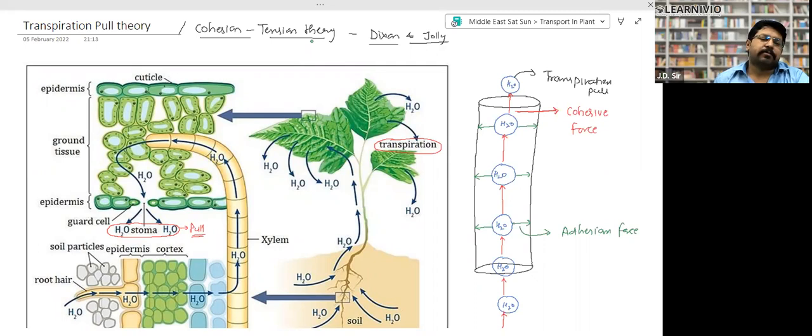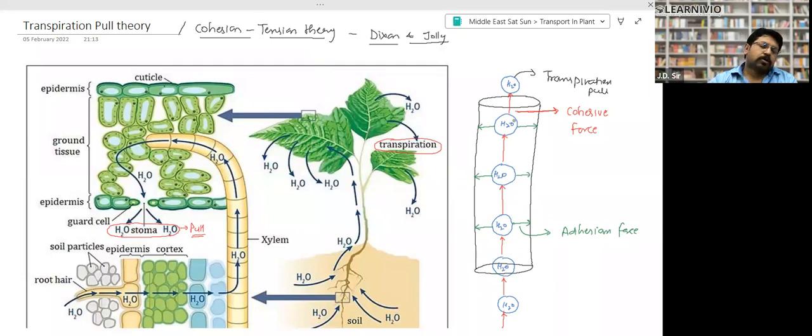Look, this is the diagram. You have to remember what the transpiration pull theory or the cohesion tension theory is, and that both are the same, and who gave it: Dixon and Jolly. Now let me explain it to you one by one. Come to this diagram first.